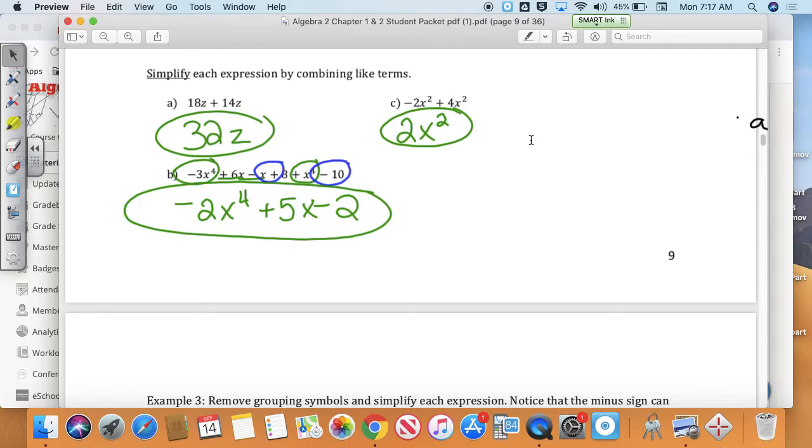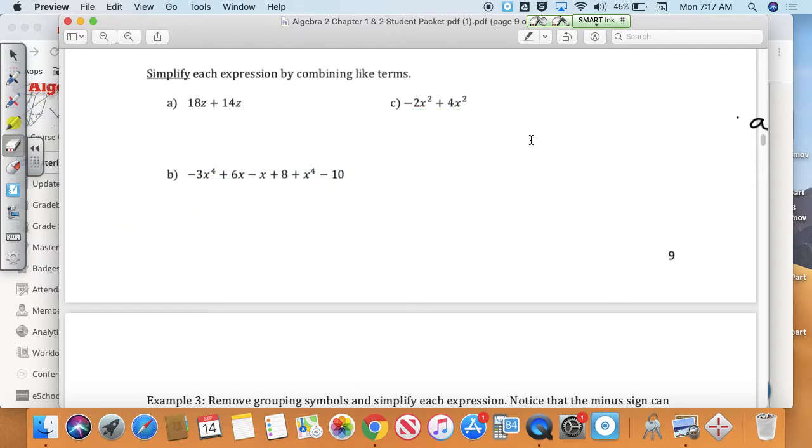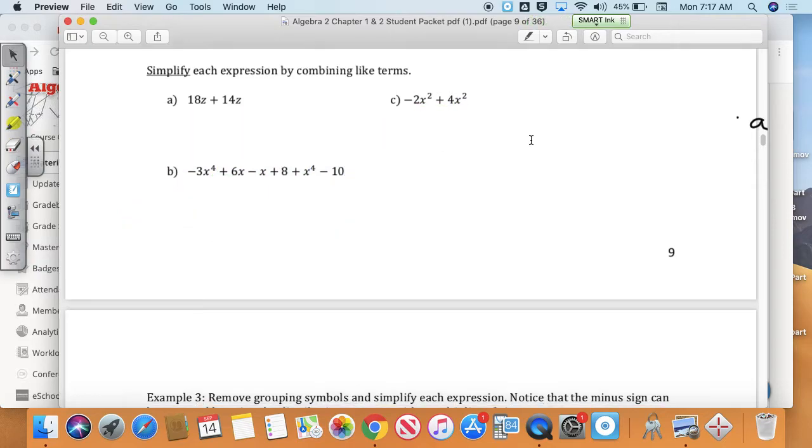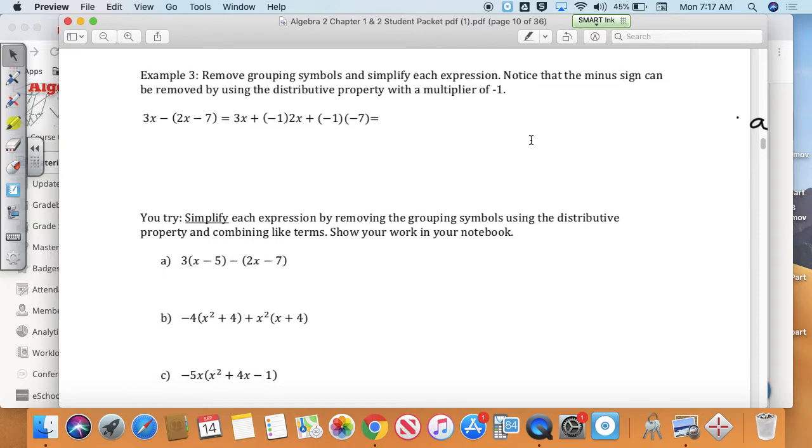We're going to do a last example together, example 3, before you guys try some of these on your own. So let me erase this and then move on to the next page. So example 3. Remove grouping symbols and simplify each expression. So notice that the minus sign can be removed by using the distributive property, and the number you distribute is a negative 1. So looking here at this problem, it's asking us to simplify 3x minus, in parentheses, 2x minus 7. And it's showing us how we would do that.